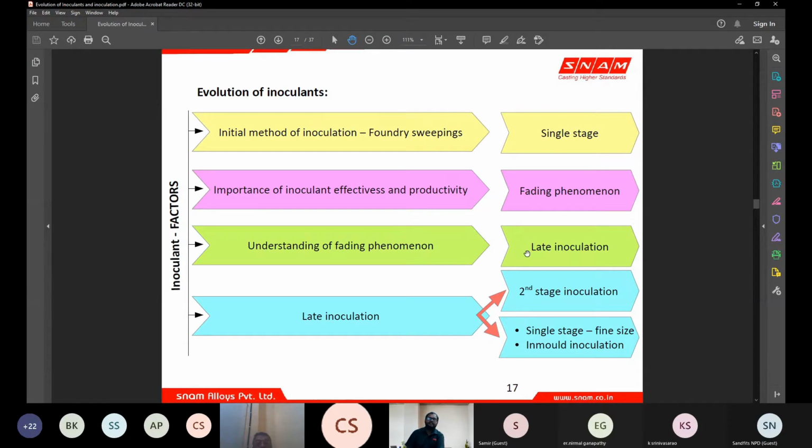When the inoculant's effectiveness and productivity became the major concern, people would have understood the fading phenomenon, where the inoculant fades over time. And when people started understanding the fading phenomenon, they would have started using late inoculation, like splitting the inoculant into two stage inoculation, or adding inoculant closer to the pouring area. So when late inoculation was being practiced, people would have split the inoculant into two, adding it in a first stage and second stage, or having in-mold inoculation. So these are the process factors, process criteria, which would have led to the evolution of inoculants.